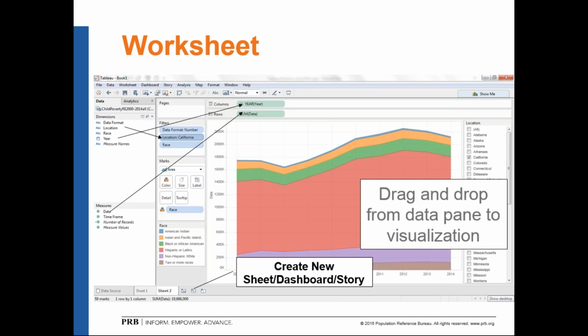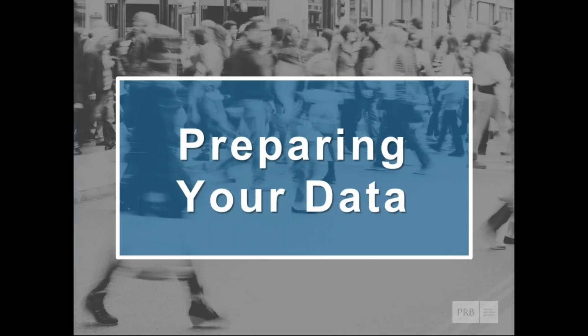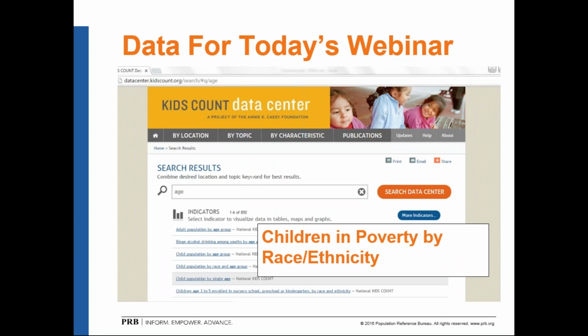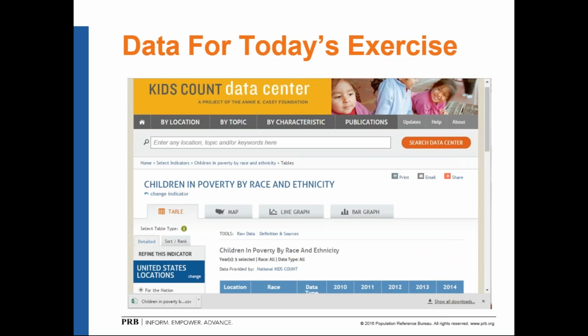So now that we've seen a little bit of an overview of the interface and got our terminology straight, let's talk some about data. The data for today's webinar come directly from the Kids Count Data Center. I downloaded information on children in poverty by race and ethnicity. To do that, I went to the Kids Count Data Center page for that indicator and clicked on Raw Data, which downloaded a CSV file for me. Now with that file, we'll review things like data structure, and we'll actually import this data directly into Tableau for today's exercise.